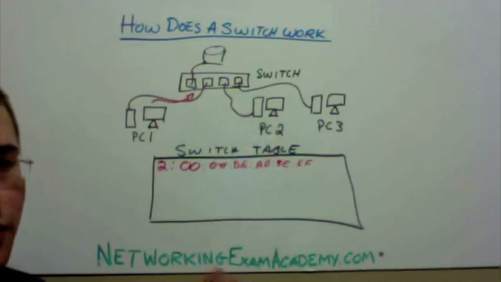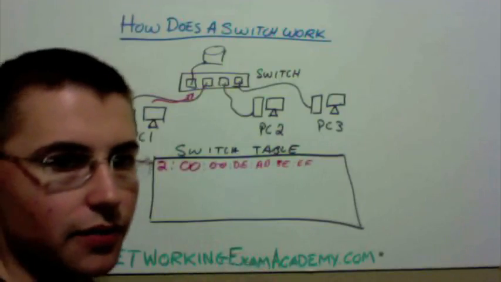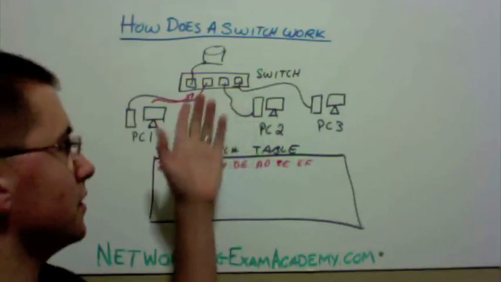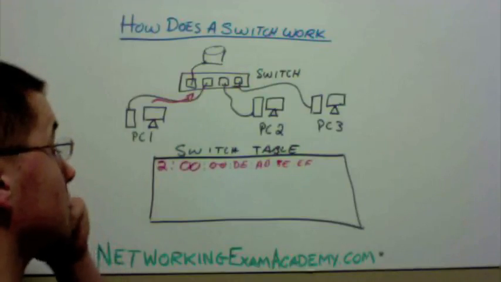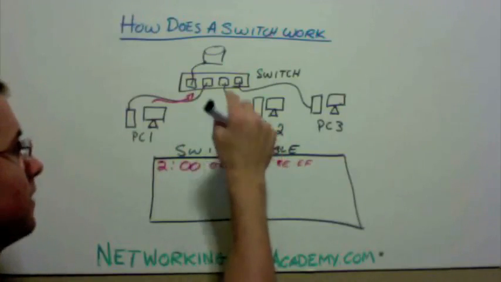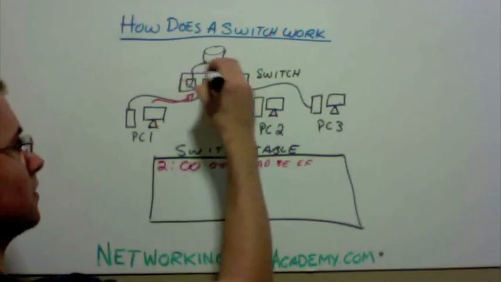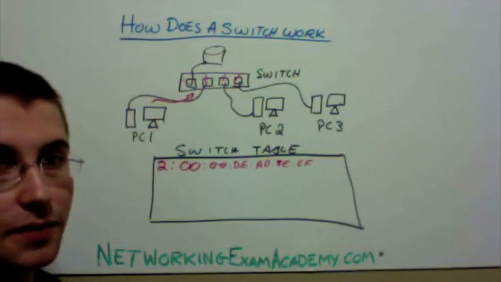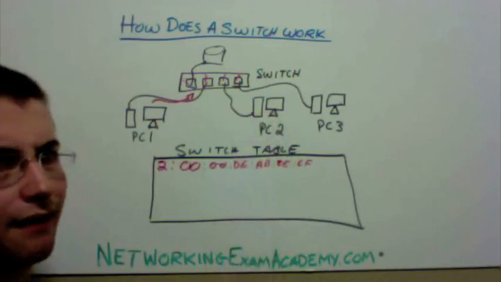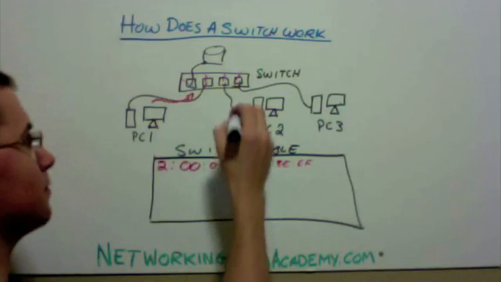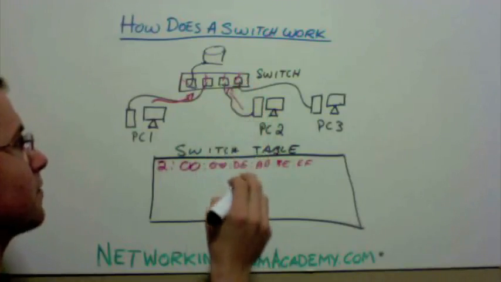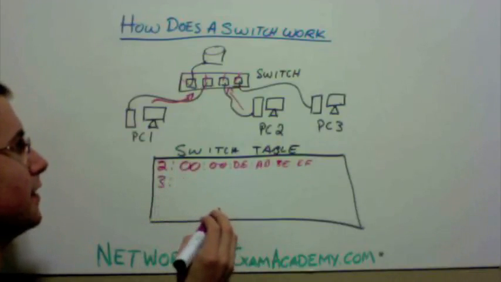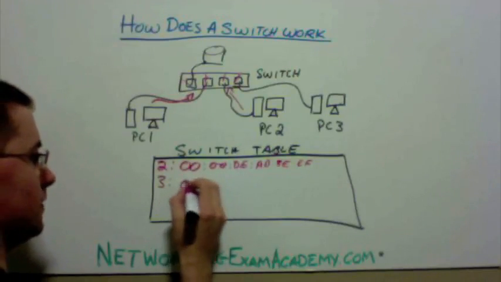However, the switch has no idea what computers are actually plugged into which port. So it's going to broadcast the destination MAC address at every single port and hope that someone responds. PC2 says, hey, that's my MAC address, and responds back. The switch makes notes of it and says on port 3 is this address.